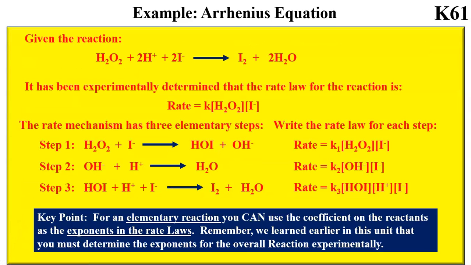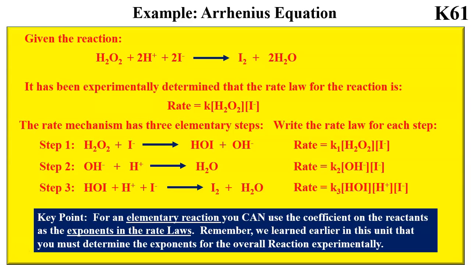Okay, so let's take an example here. Given the reaction H2O2 plus 2H+ plus 2I-, you see there's some ions in there, will give you I2 plus 2H2O. So it's been experimentally determined. Now we're going way back to the beginning of this unit where you had all of that data, the rates and the different concentrations, and you had to hold one constant and see how the other one affected the rate. So that's what they mean by experimentally determined, that the rate law for the reaction is rate equals k times the concentration of H2O2 times the concentration of I-.